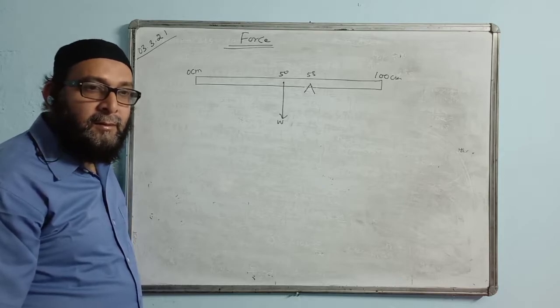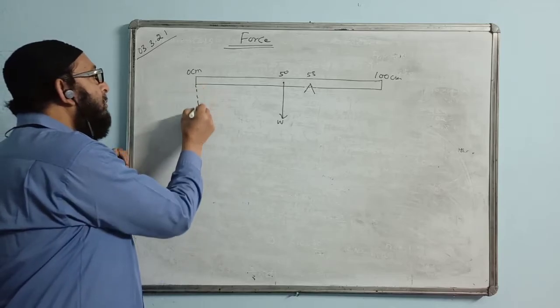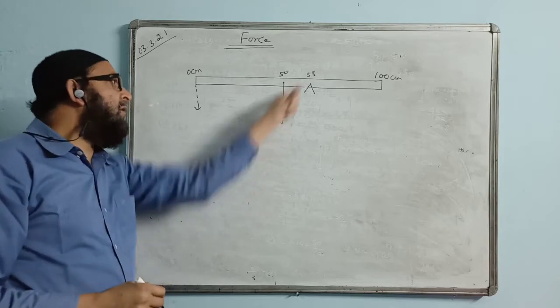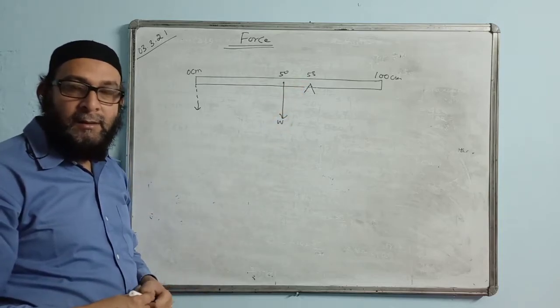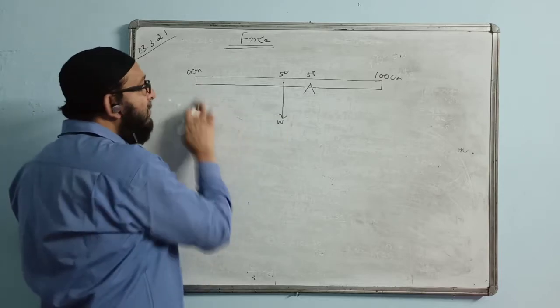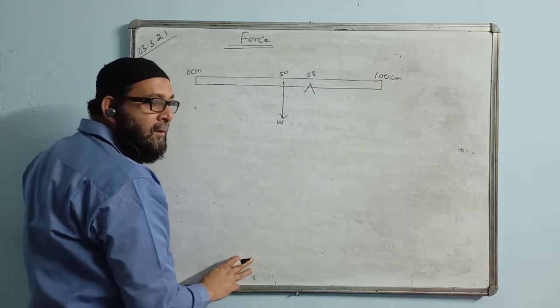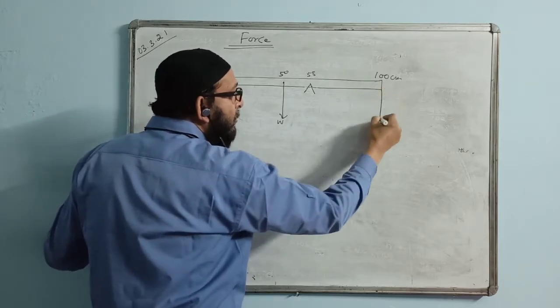If I suspend here, suppose I keep it here, then both weights will be on the same side of the fulcrum, the same side of the pivoted point. Can you balance it? You cannot balance it. One weight is already here, so you have to keep the other weight on the other side. Then only you can balance. Then you have to keep it at the 100 centimeter mark. There are two weights here.